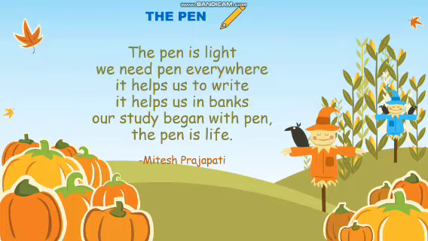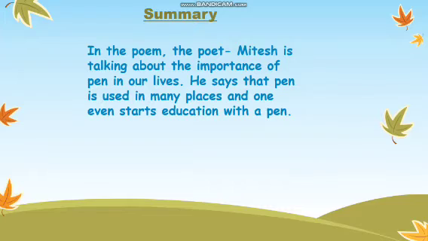Okay, so Mitesh has written this poem on pen. It has a very simple language, very simple English. You all will understand. But if not, I have one example of how you will do today's work. I have written the summary of this poem for you. You will be following this and writing summary for the next two poems also. Okay, great. So the summary is: in the poem, the poet Mitesh is talking about the importance of pen in our lives. He says that pen is used in many places and one even starts education with a pen.